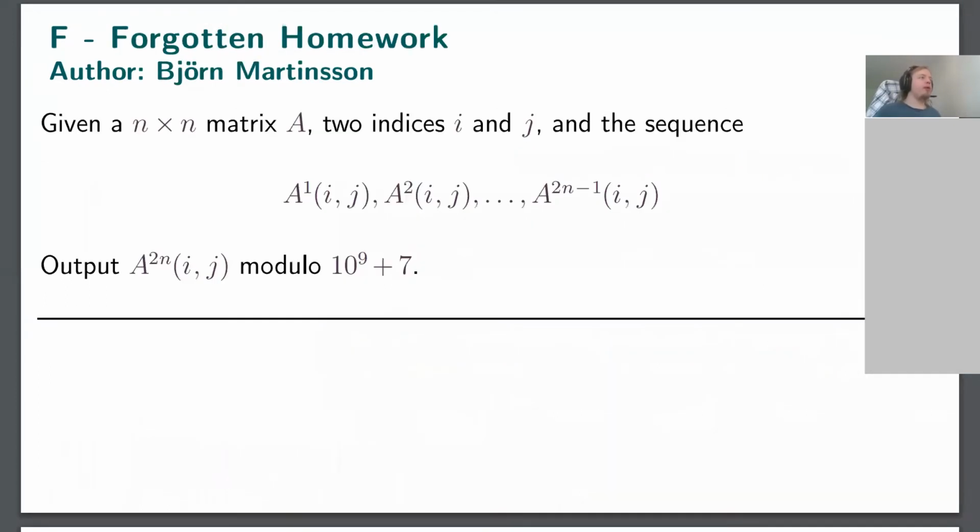Okay, now for the next problem, a forgotten homework problem. In this problem, you were given an n by n matrix. You were given two indices, and you were given an incomplete sequence: A to the power 1 at index ij, A squared at index ij, and so on, all the way up to A to the power 2n minus 1 at ij. Using all of this, you should try to find the unknown number in the sequence, the last thing.